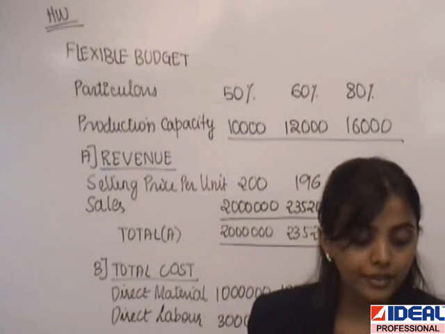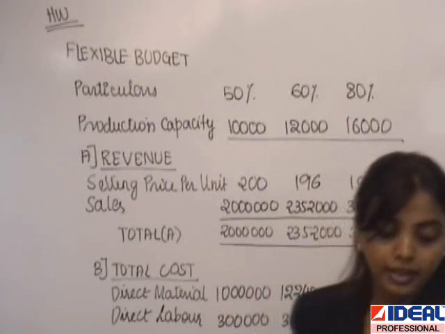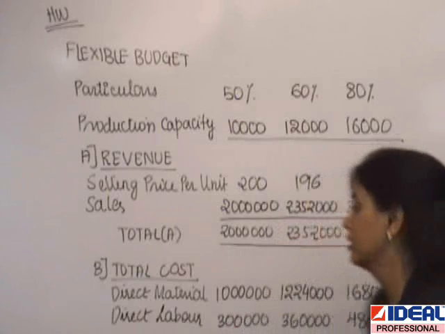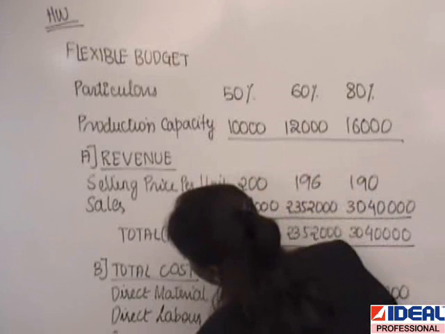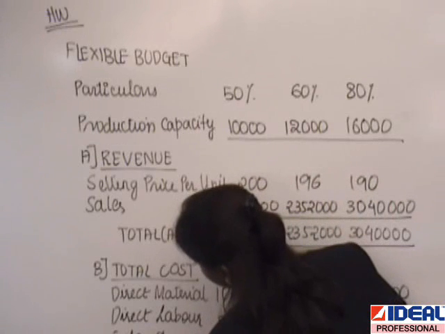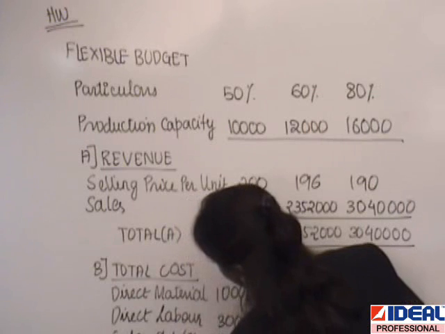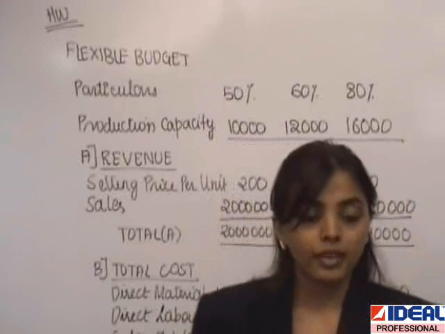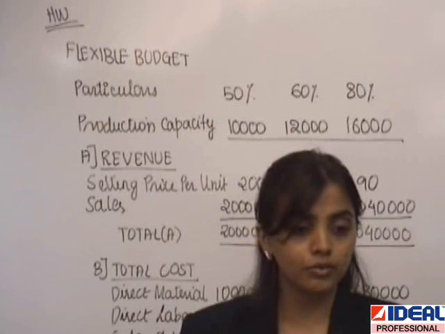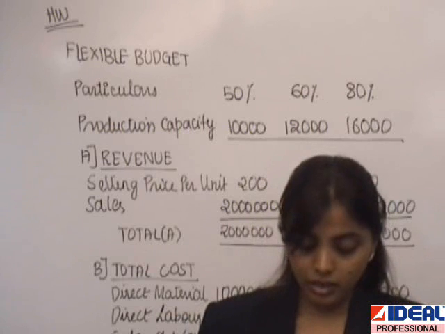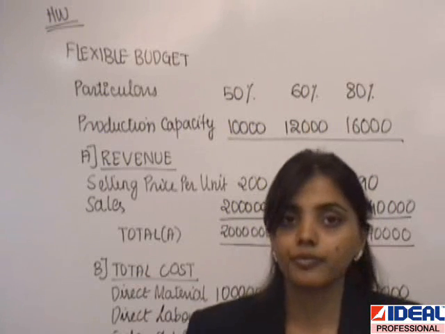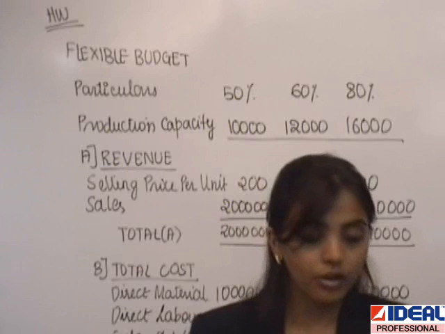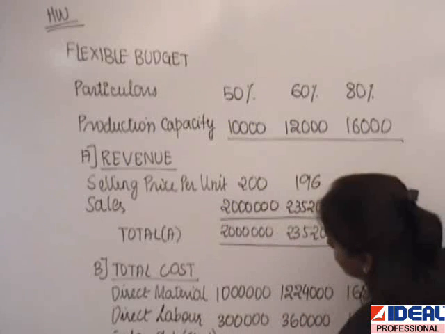Then you have factory overheads. In that 40% is fixed and 60% is variable. Correct? So tell me students, factory overheads, in brackets I am writing fixed, what will be the amount of fixed factory overheads? 30 into 40% comes to 12. So 12 into 10,000. 1,20,000 for 10,000 units. Okay.